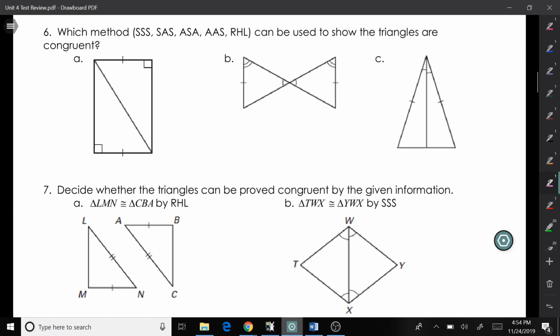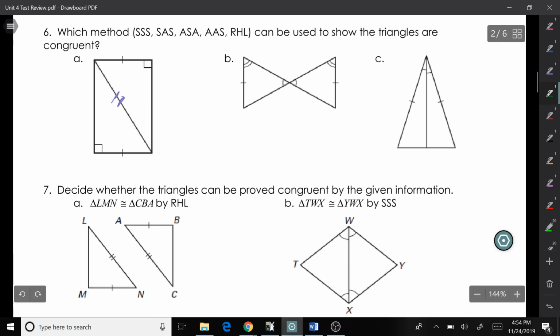Alright, so here's page 2 of the review. Number 6 says which method, and then list them here, can be used to show the triangles are congruent. I see this and I'm going to mark the shared side here. In this left triangle, we have a right angle and one side and then the hypotenuse. Doing the same thing in the right triangle up here, there's a right angle, this leg's congruent to that leg, and this hypotenuse is shared.